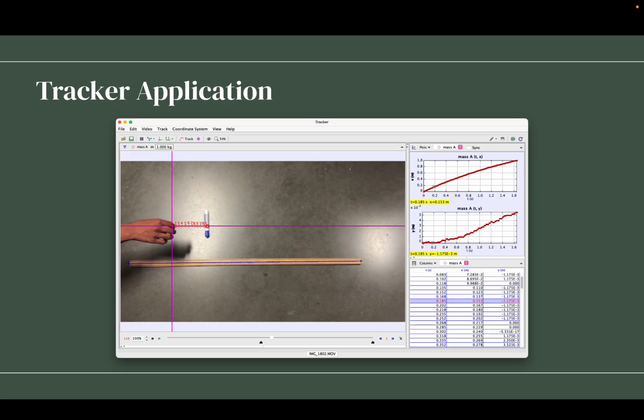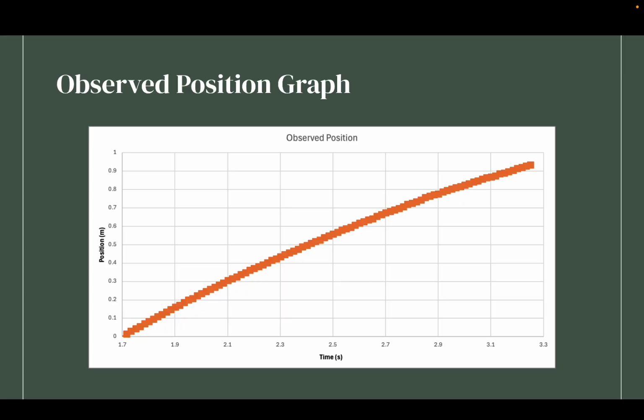As you can see on the right, the graph was made in the software and the data points are all below. After tracking the marker in the tracker software, I copied the data to Excel and created this graph. As you can see, the graph is not a straight line and instead has a curve to it.